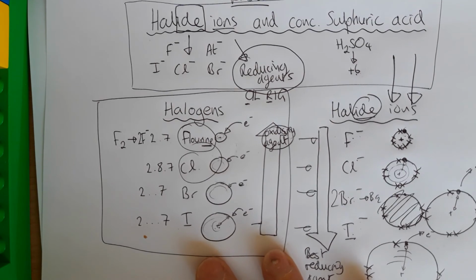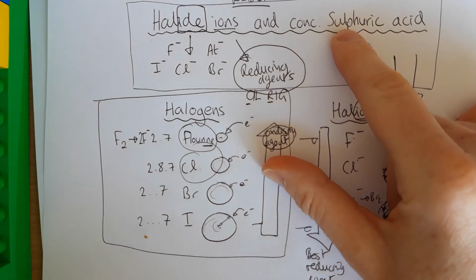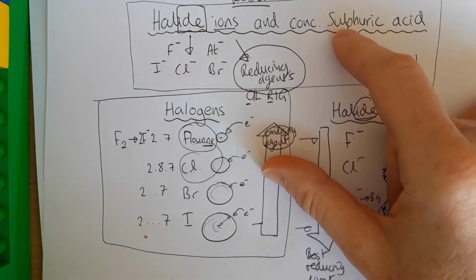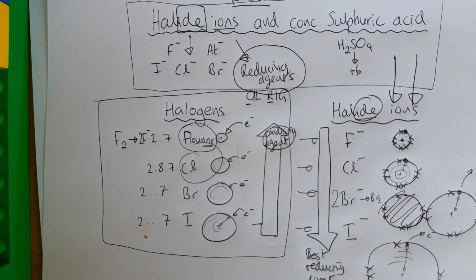So what I'm going to do now is upload this little video, and the second part will be putting this into action. So the second video will be showing you some experiments between halide ions and conc sulfuric acid that prove that the iodide is the best reducing agent. Okay?